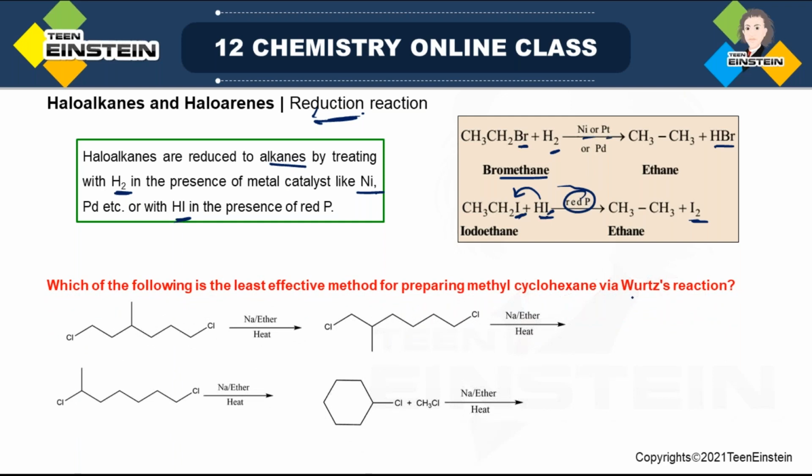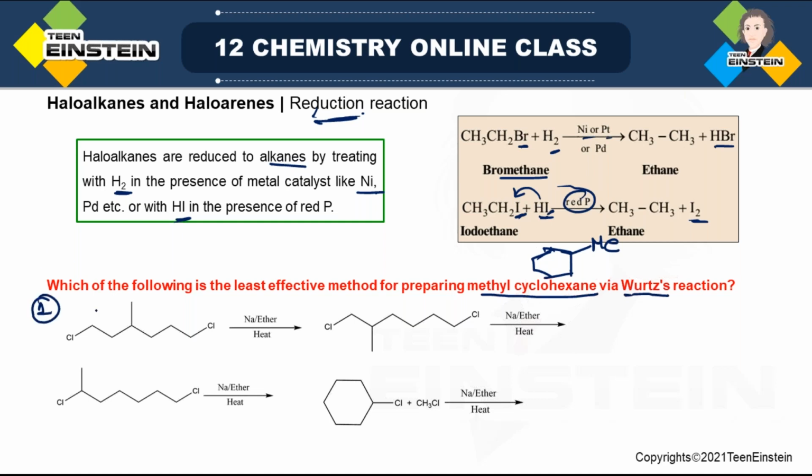So this question is related to Wurtz reaction that we have just discussed in the previous slide. It is asking which of the following reactions is the least effective method for the preparation of methylcyclohexane. Now methylcyclohexane, what is the structure? Obviously cyclohexane is there, and at any position there will be a methyl. So you are trying to make this molecule, but the question is, out of these four reactions, which one will be the least effective method? That is, which method will not give you a better result?